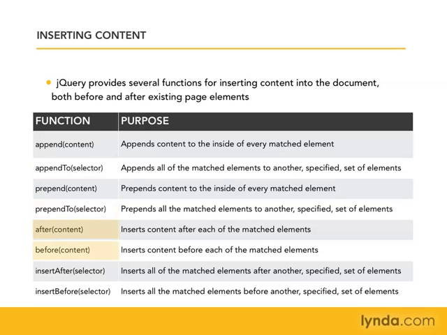The after and before functions are kind of analogous to the append and prepend functions. The after function takes content and inserts it after each one of the matched elements. And the before function inserts content before each one of the matched elements. We saw an example of the after function in one of our previous lessons when we were building our annotated page links. The insert after and insert before functions work the same way, only in this case, they take jQuery selectors to insert matched elements before or after another set of matched elements that match this selector. Let's take a look at some examples and we'll see how this works.